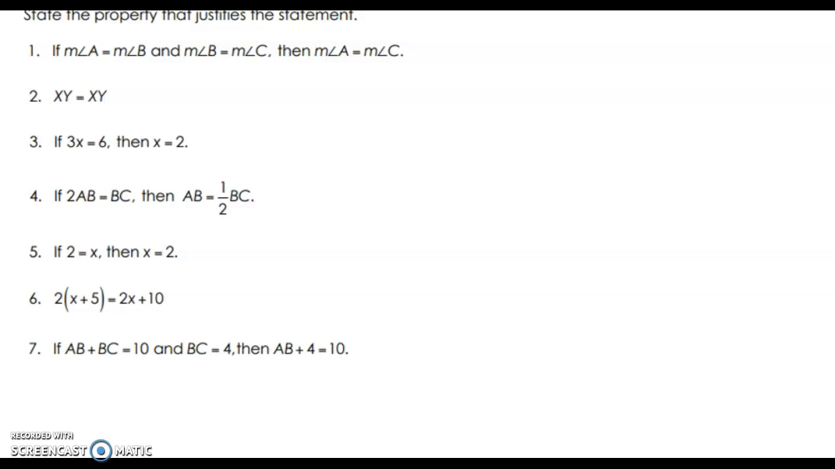So let's start with example 1. If measure of angle A equals measure of angle B, and measure of angle B equals measure of angle C, then you can drop the angle B and you end with measure of angle A equals measure of angle C. That is the transitive property. And there are equal signs, so it's the transitive property of equality. Please make sure to put the whole thing, not just transitive.